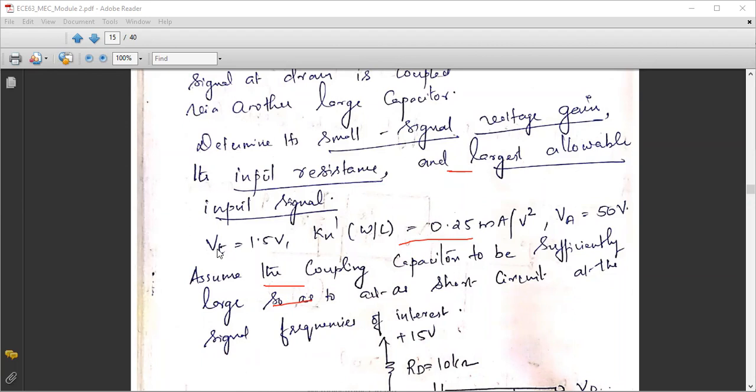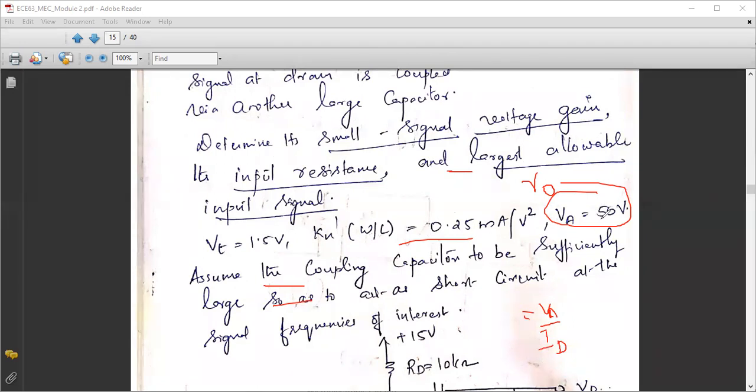It is given that the threshold voltage is 1.5 volt and the early voltage is 50 volt. That is also given in the question. So indirectly, VA is given to you, which means you have to consider the effect of R0. R0 is the internal resistance across the drain and source, which is given by VA divided by ID. Whenever the channel modulation effect is considered in the problem, VA will be given to you. So we should consider R0 in our analysis.